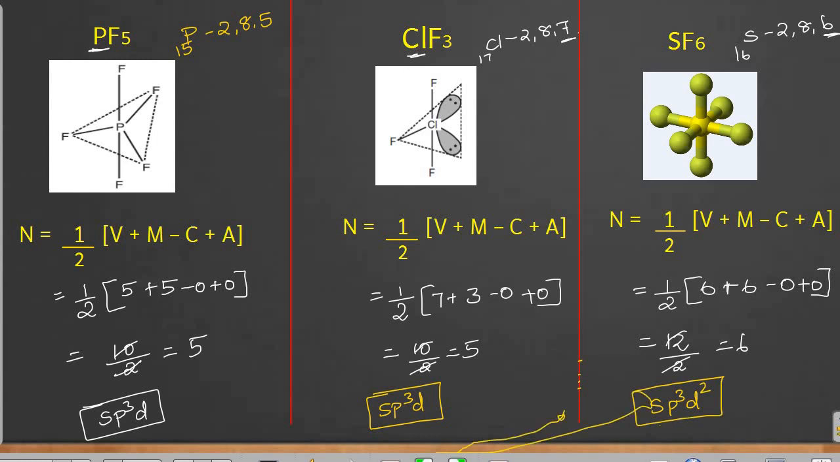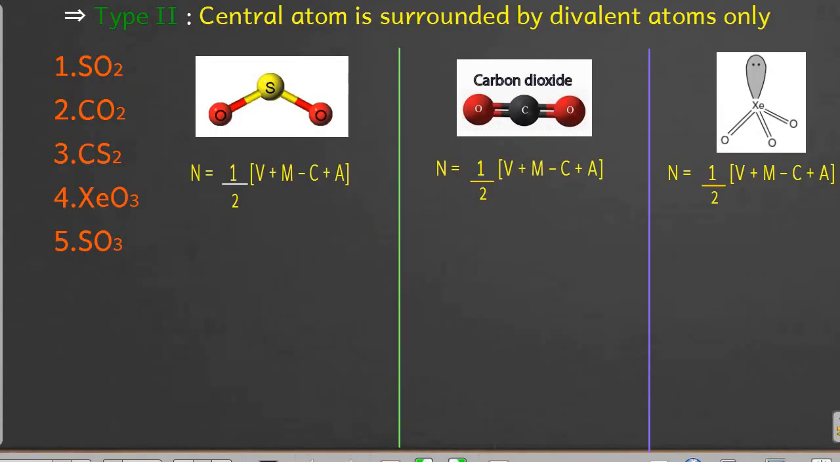Okay, so let's move to the next one. So here that is type 2. Central atom is surrounded by divalent atoms only. So here the divalent atoms are oxygen, and sulfur is also given. Okay, these are all central atoms.